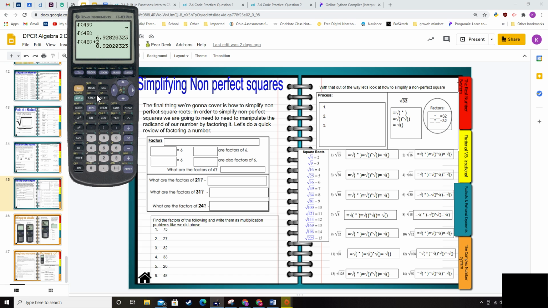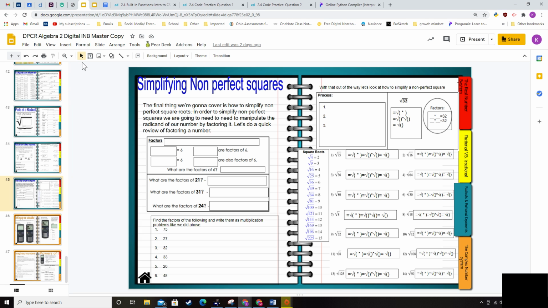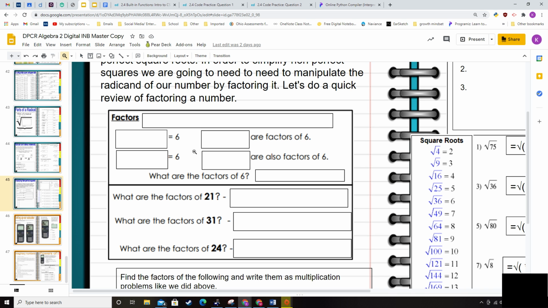In order for us to do this, this involves a little bit of factoring. So we're going to do a quick review on factors right here. Let's zoom in here quickly. We're going to have to manipulate different numbers by factoring. And if you don't remember what a factor is, this is something you guys probably haven't heard of in a minute, because it's honestly been a minute.